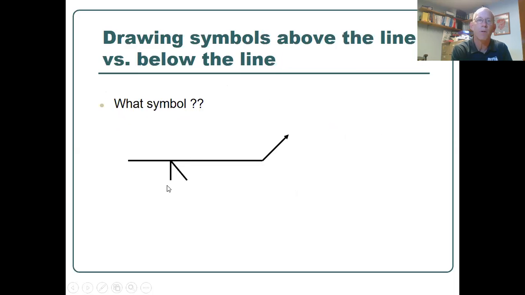So we take a look at this symbol. It's below the line. So what symbol would that be? If you look back at your notes, you probably would guess pretty easily that it's a bevel. It is on the arrow side. So in this case, this would be below whatever weld.